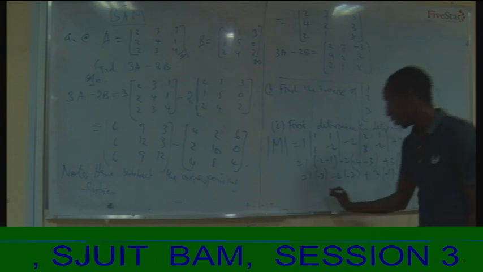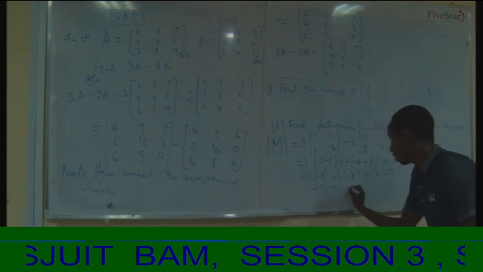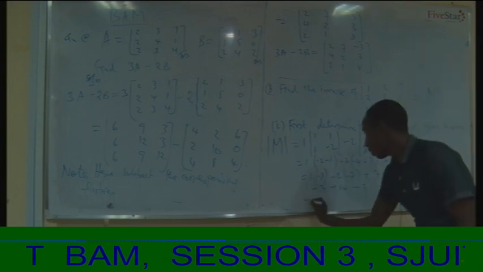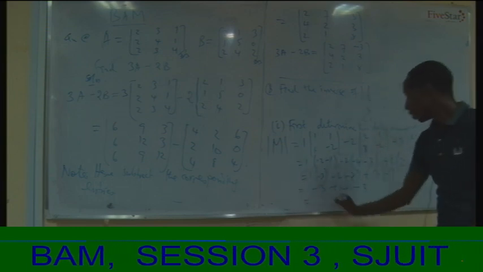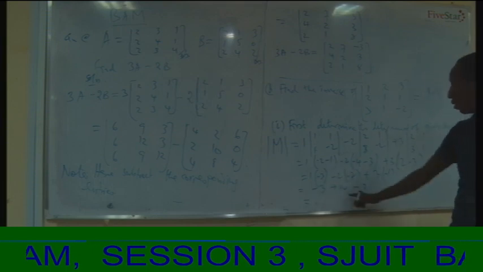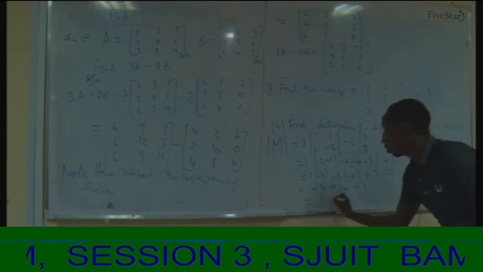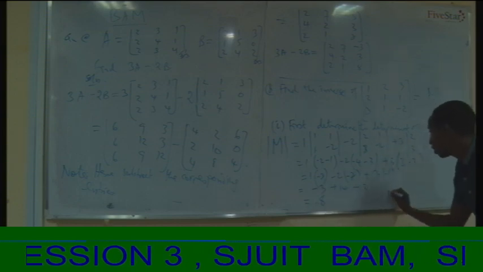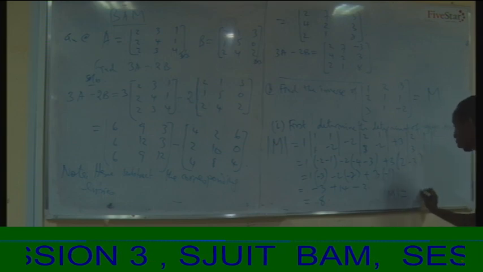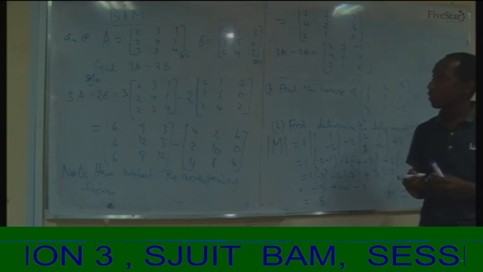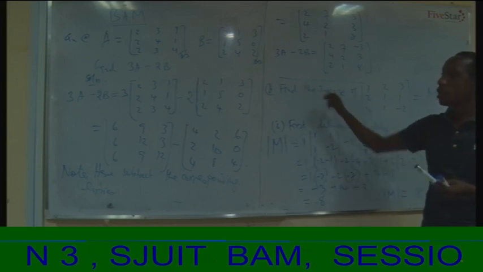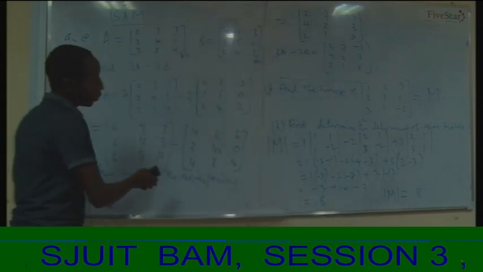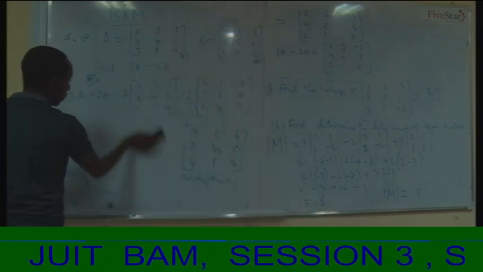So here multiplying, we'll get negative 3 plus 14 minus 3. Negative 3 plus 14 is 11. 11 minus 3 is 8. So therefore we have the determinant of matrix M equal to 8. That is the first thing that we need to find in order to get the inverse of this matrix.